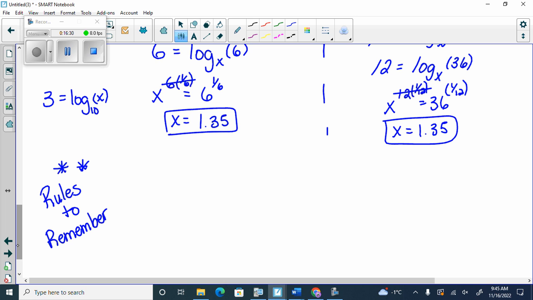Okay, rules to remember. If I give you log base 5 of 5 to the 6, type it in. See what you get. If you have the old calculators, you're doing log 5 to the 6 divided by log 5. Should be one. Should be one. 5^6 in the bracket.